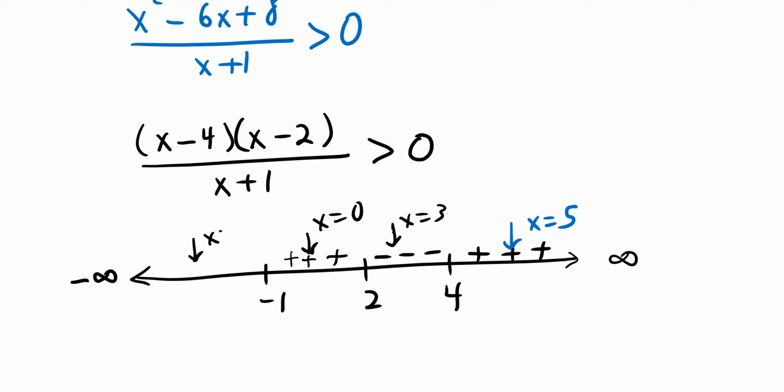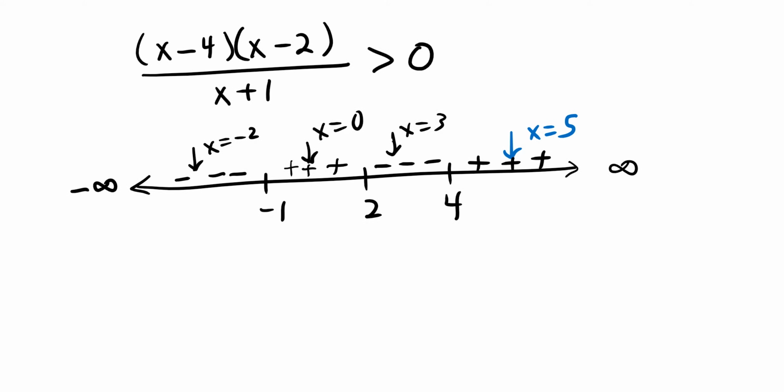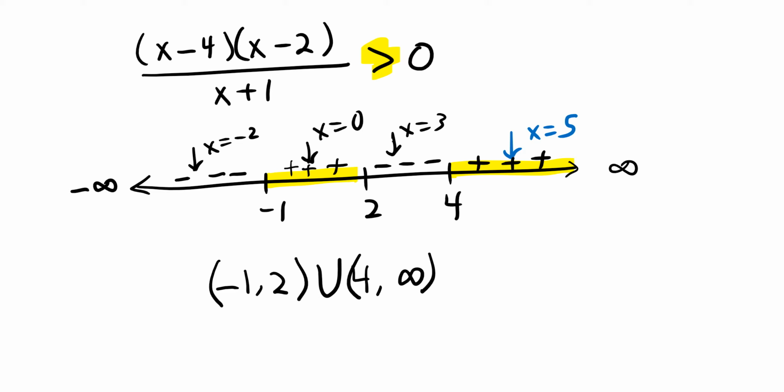Pick x equals negative 2. That would be negative, negative, and negative. So 3 negatives, they become negative. The question, when is this positive? Well, it's going to be here and here. So it's going to be negative 1 to 2, with parentheses, because it's only bigger than, and then also from 4 to infinity, parentheses, parentheses, and we use the union sign to combine the two solutions. So the solution would be from negative 1 to 2, union 4 to infinity. That's the interval notation.